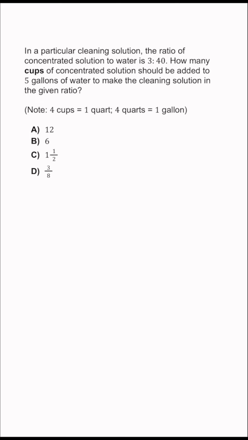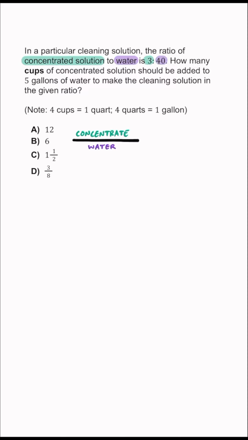In a particular cleaning solution, the ratio of concentrated solution to water is 3 to 40. How many cups of concentrated solution should be added to 5 gallons of water to make the cleaning solution in the given ratio? Now we're told that the ratio of concentrated solution to water is 3 to 40.